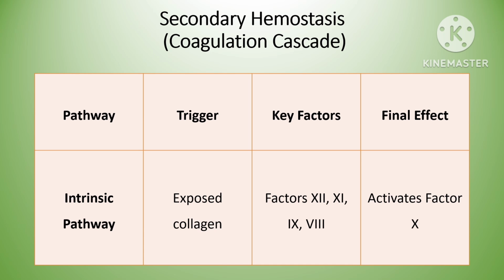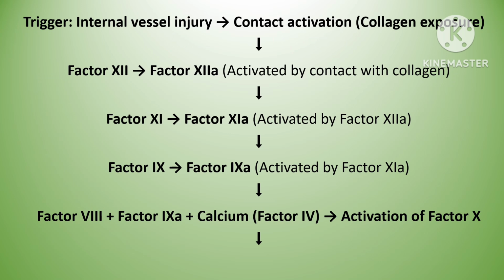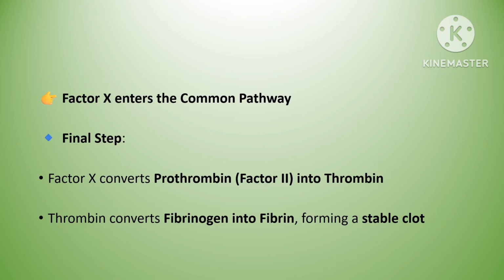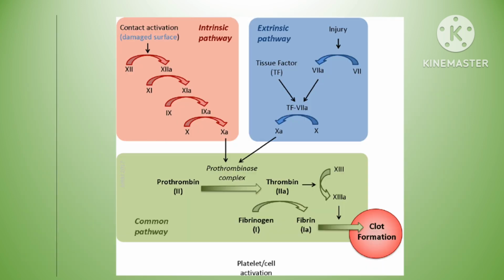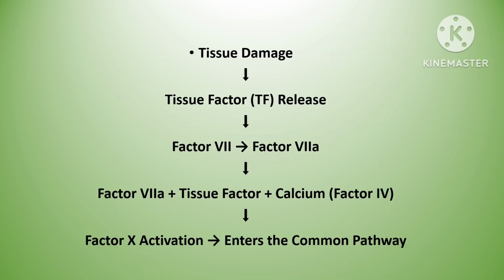The intrinsic pathway is a backup team. If the damage is internal, the blood itself triggers the clotting through a slower but thorough process. Factors 12, 11, 9 and 8 work in sequence to activate factor 10, and this is like a careful repair crew fixing the damage from within.